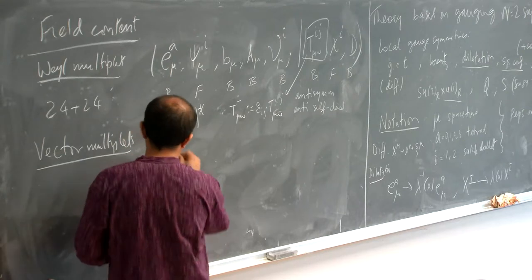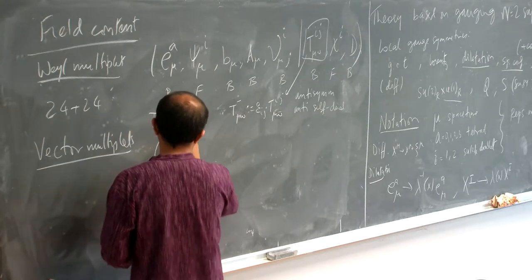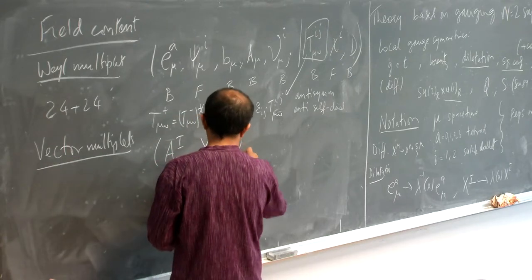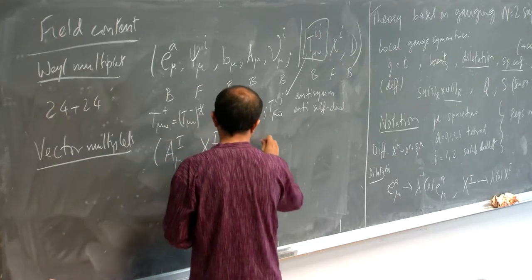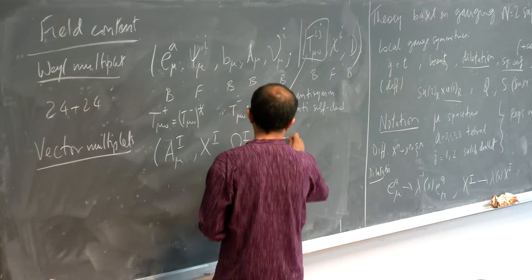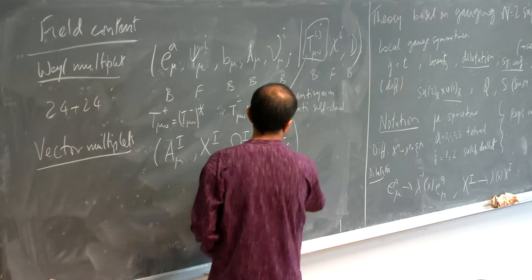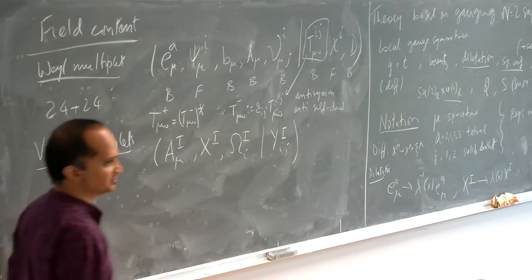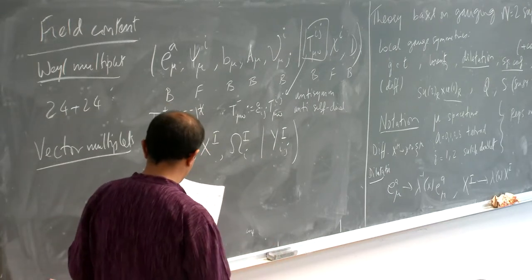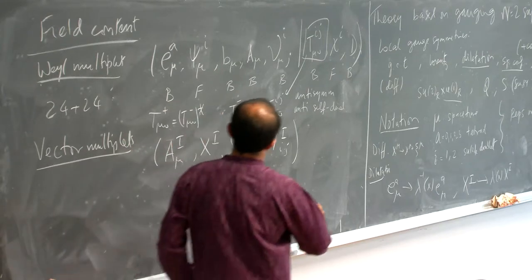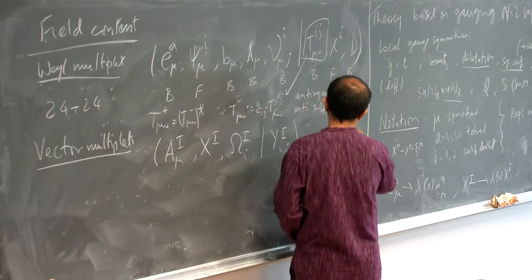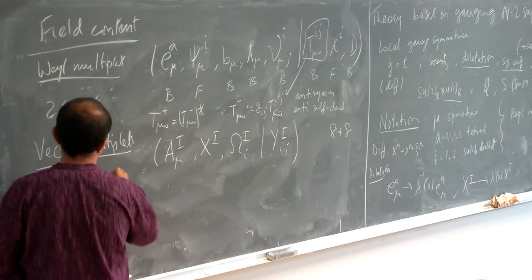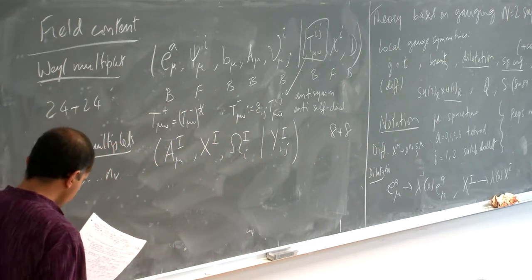a vector multiplet has A_mu and X. X is a complex scalar. Then there are two gaugini, Omega^I. And then there's an auxiliary field, Y_ij. That's symmetric, so there are three auxiliary fields. I know this is a reminder for most of you, but I don't think that's too bad. And there are 8 plus 8 degrees of freedom. Okay, and I goes from 0 to n_V, as we said.